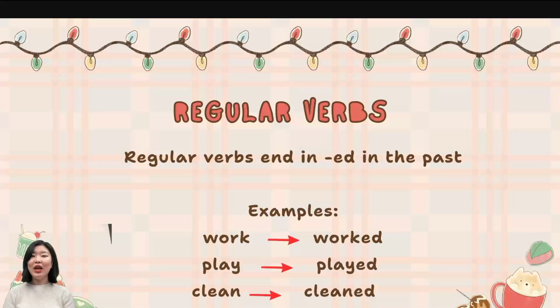Let's first take a look at regular verbs. Regular verbs end in -ed in the past. Most base verbs switch by adding -ed. So for example, work changes into worked, play changes into played, and clean changes into cleaned. Very simple. You just have to add an -ed.